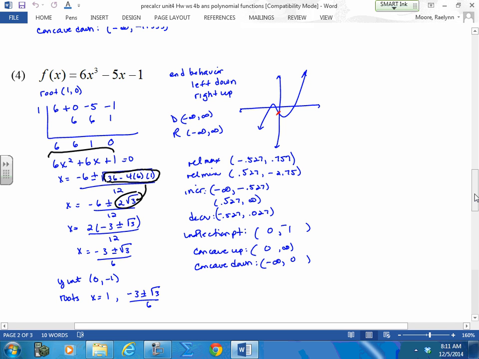You have a relative max, a relative min. There's no absolutes here. And this one was symmetrical. So you have increasing, decreasing, 1 inflection. This is nice. Questions on this one?